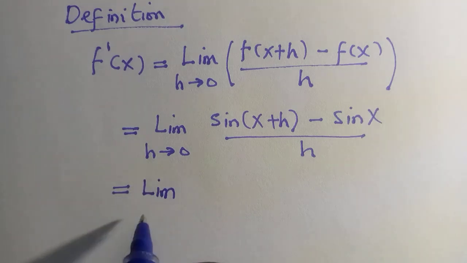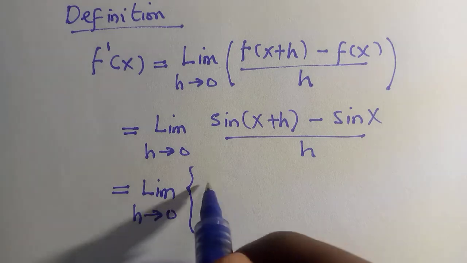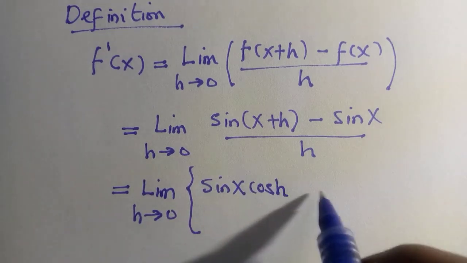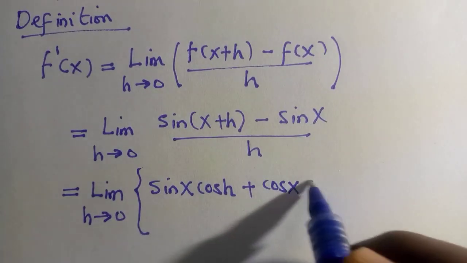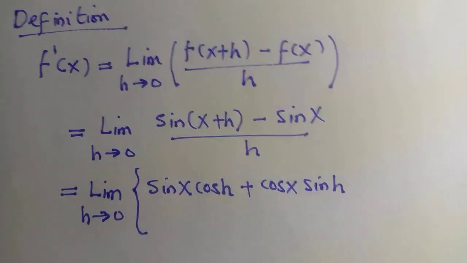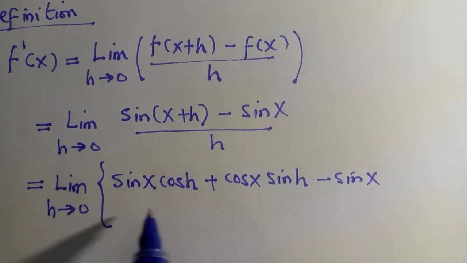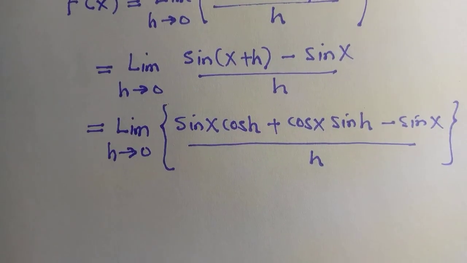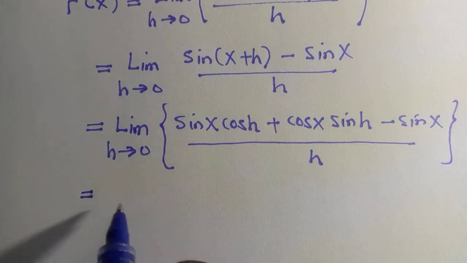the limit as h approaches 0 of sine x cos h plus cos x sine h, minus sine x, divided by h. We know that the whole of sine of x plus h gives sine x cos h plus cos x sine h.